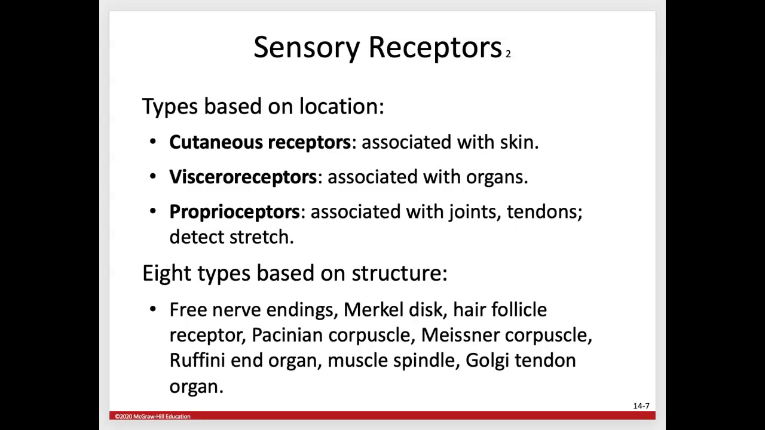We have 8 types based on structure. These top ones are based on location, and the rest here are based on structure: free nerve endings, Merkel discs, hair follicle receptors, Pacinian corpuscles, Meissner corpuscles, Ruffini end organs, muscle spindles, and Golgi tendon organs.